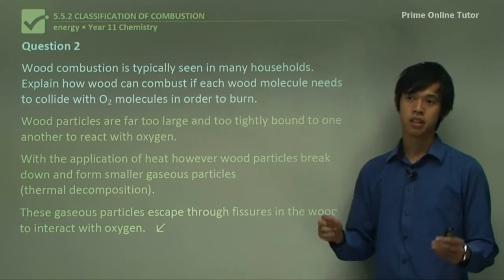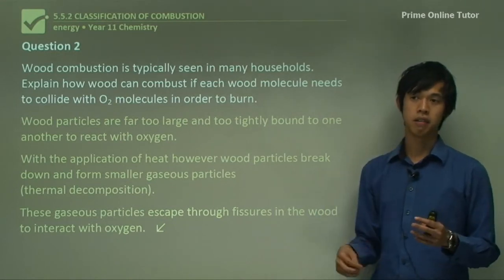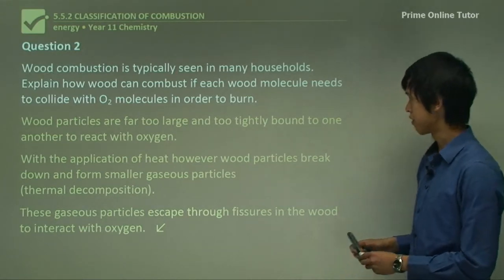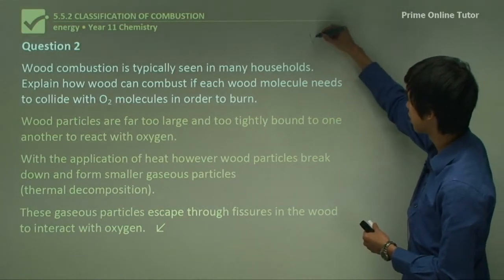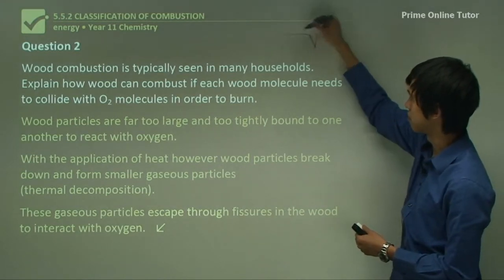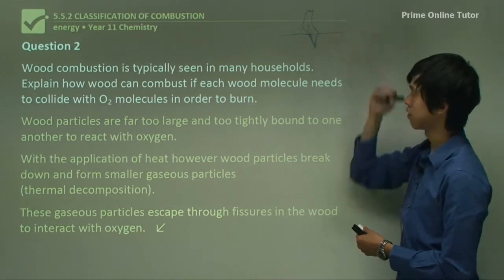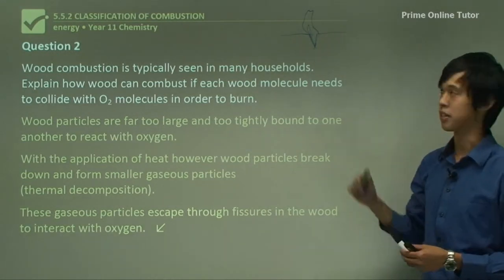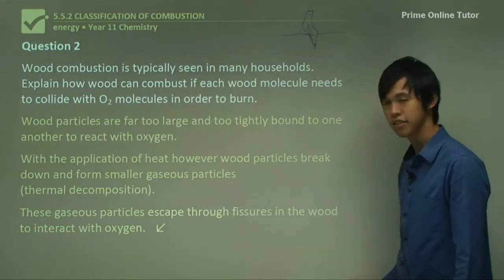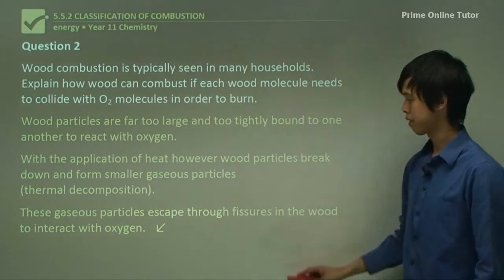So the molecules actually escape through cracks in the wood, and then that's where they burn. If you ever looked at a piece of wood that's burning, you'll see there's always a crack, and the flame will be coming out of the crack. The reason why that happens is because this crack is where all the gases are coming out of. That's where they're leaking out of, and that's why the flame is there rather than anywhere else.